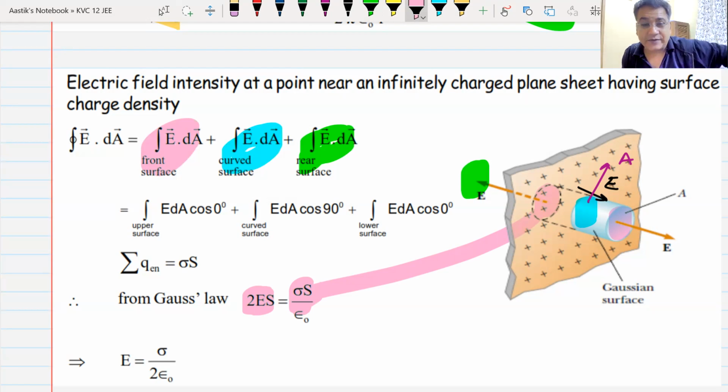And this is the only type of charge distribution which produces uniform electric field: an infinite sheet produces uniform electric field. Do we understand this, or has this gone above what I'm saying? Understood, sir. You have 2 minutes to do whatever you are doing.